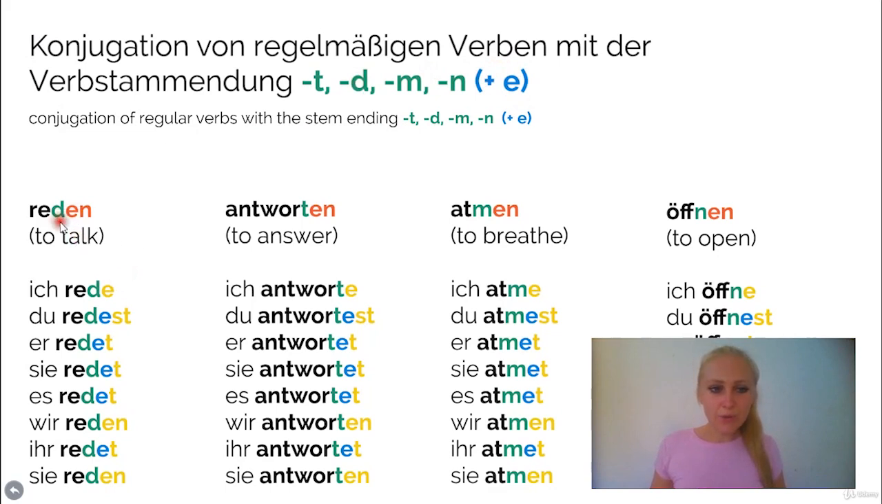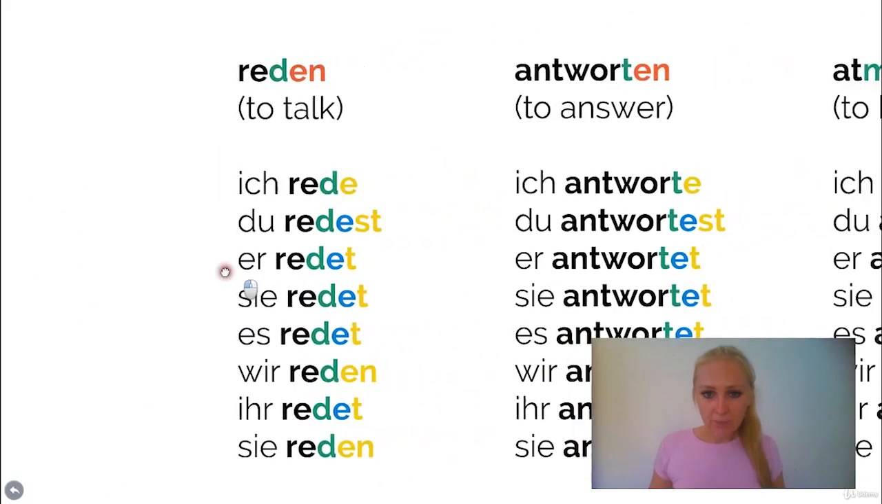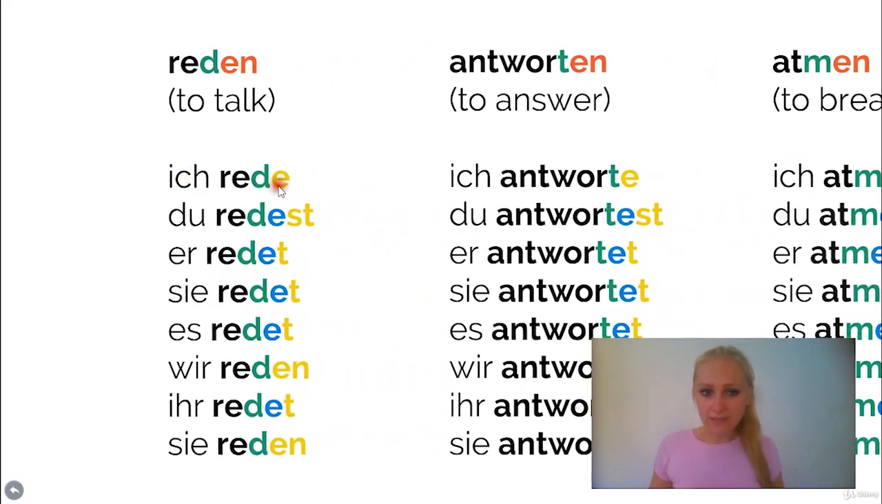Here we have the verb reden, which means to talk. As you see, the end of the stem has a d. After we take away the -en, we have red left, and that has a d. So in this case, you have to add an extra e. So let's have a look here. It is ich rede. This is the normal conjugation. You would have to add an e here anyways.